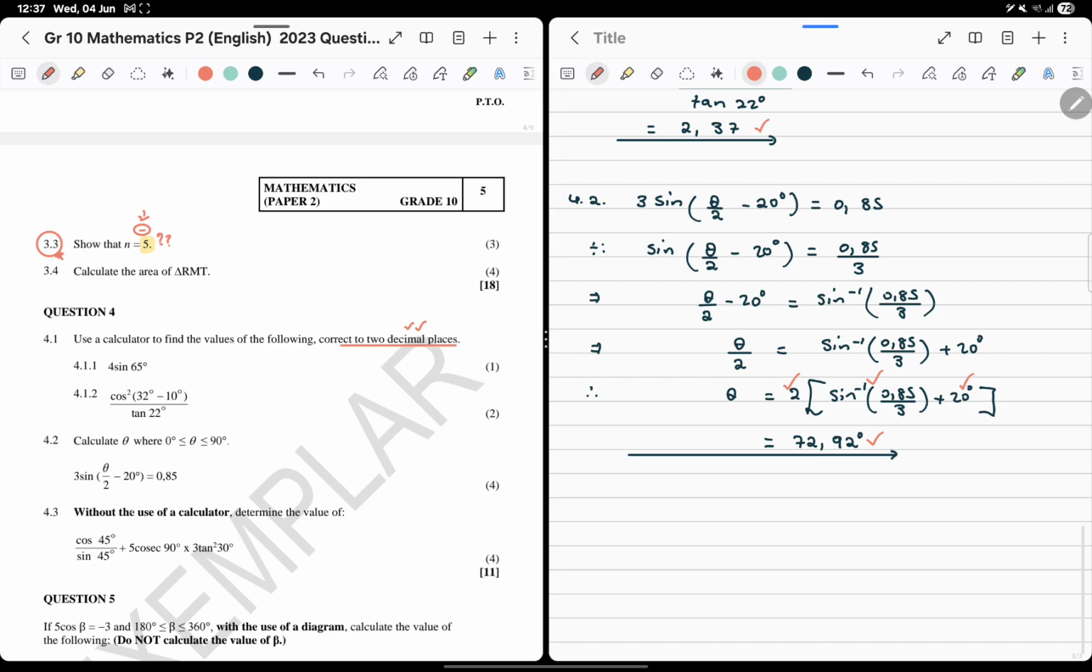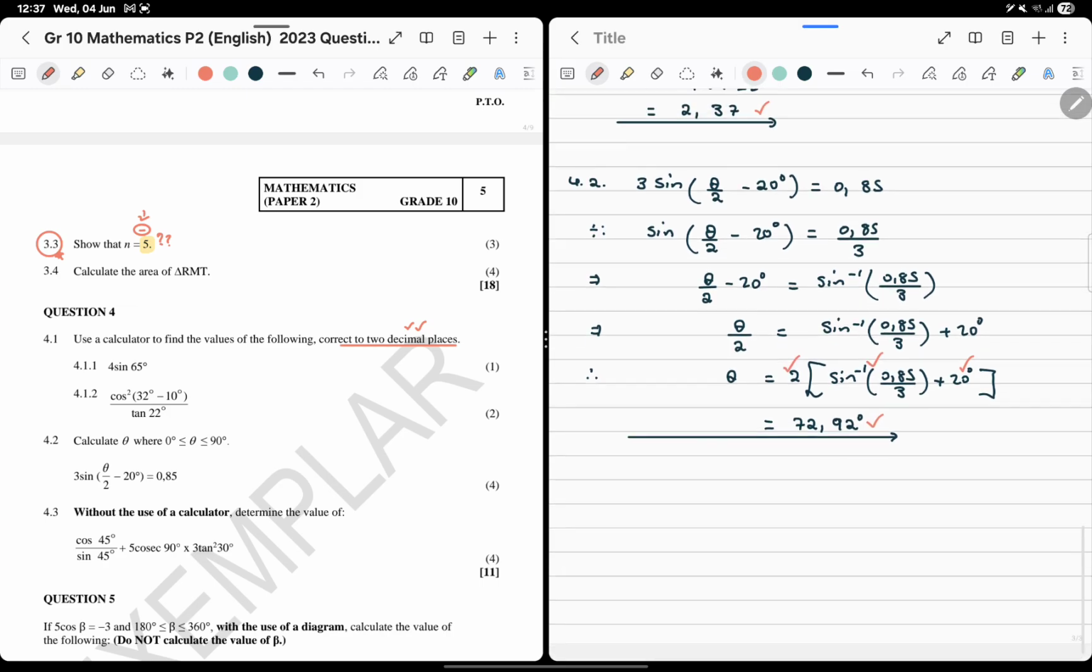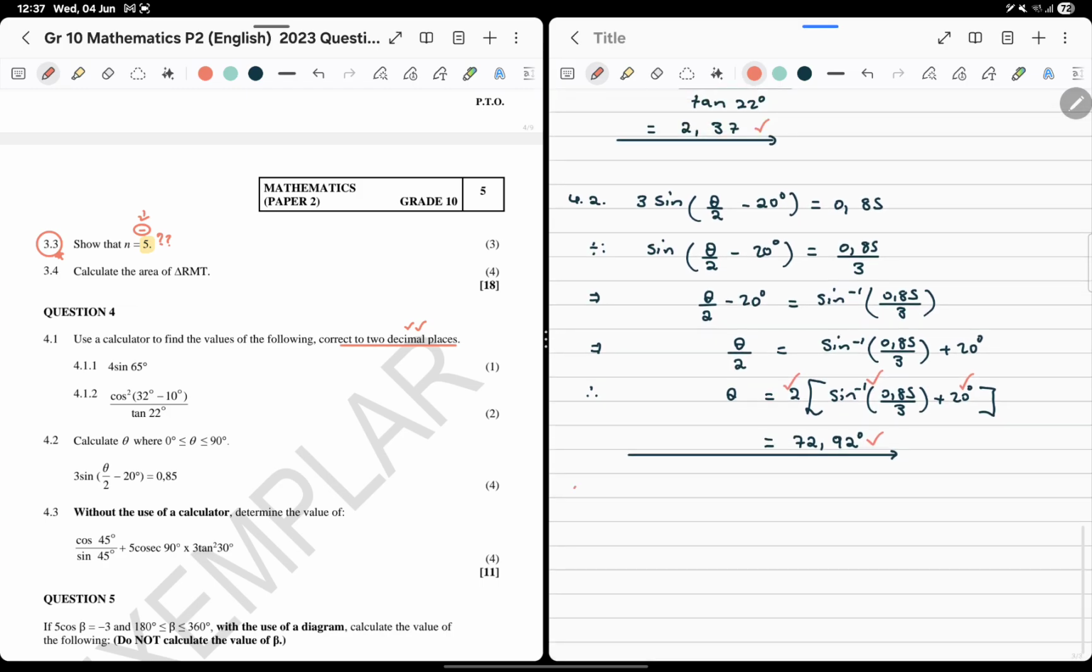Okay, so it says now, without the use of a calculator, determine the value of. Okay, great. Can I do it here? Let's try. 4.3, we've got cos 45 degrees divided by sine 45 degrees plus 5 cosec 90 degrees times tan squared 30 degrees.